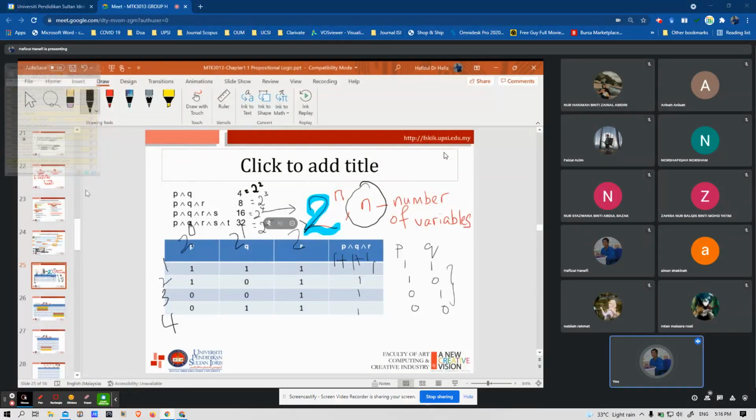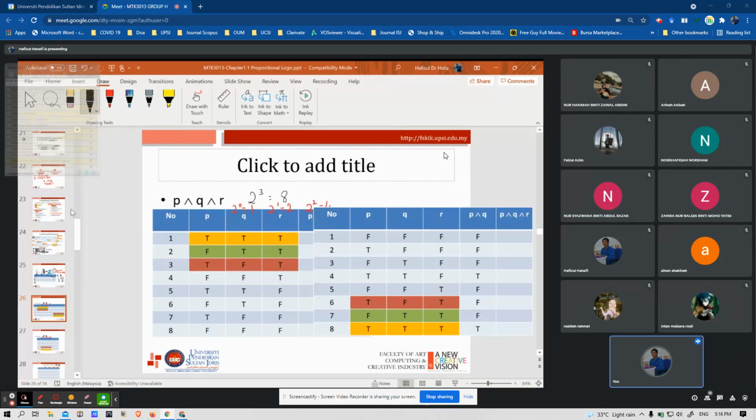Okay, this one is okay, and then for p and q and r, we have 2 power of 0 is 1. This one I've explained. And then 2 power of 1 is equal to 2, and 2 power of 2 equals 4. And then for this one, 2 power of 3, because they have 3 variables, 1, 2, and 3. And then for the truth table, you need to have 8, until 8.